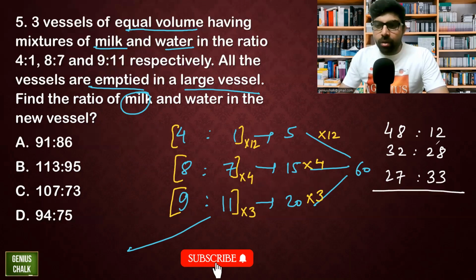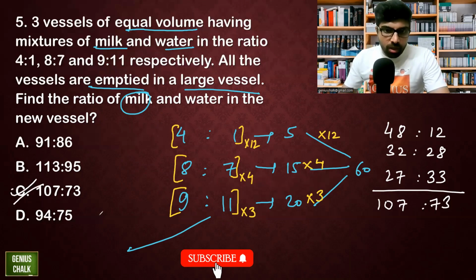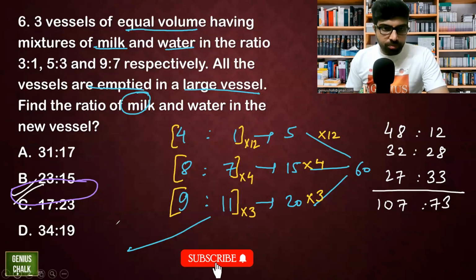Now add 28 plus 12, 40, 40 plus 33, 73. And we can see 73 in one of the options, yes. But still we will check. 48 plus 32 plus 27, this is 107. So what is my answer? My answer has to be option C, right? This is the third vessel question.